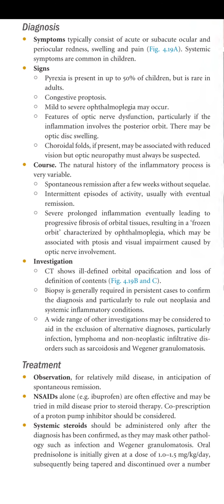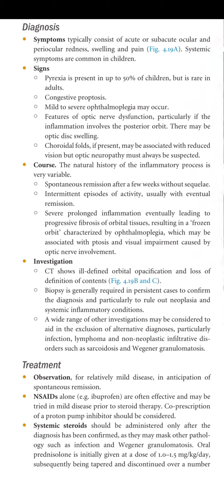Biopsy is generally required in persistent cases to confirm the diagnosis and particularly to rule out neoplasia and systemic inflammatory conditions. A wide range of other investigations may be considered to aid in the exclusion of alternative diagnoses, particularly infection, lymphoma, and non-neoplastic infiltrative disorders such as sarcoidosis and granulomatosis with polyangiitis. So, after ruling out any kind of infection, you give the patient a steroid. If the steroid is not helpful, and you have performed CT and there is an ill-defined mass, then you can go for biopsy to rule out any neoplastic lesion.